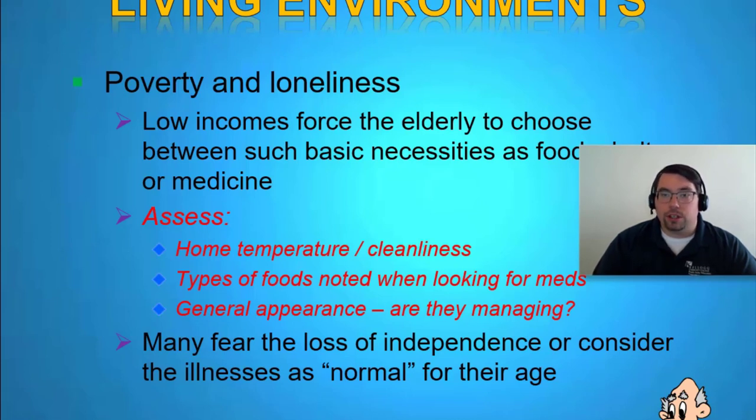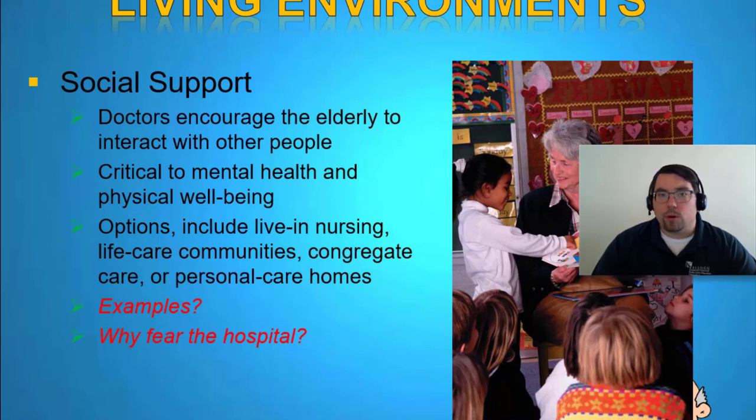A lot of the time, these patients are going to fear the loss of their independence, or they're going to consider their illnesses or problems as a normal part of their everyday life as they age, and that's not always the case. We know that social support is very important for these individuals. This includes doctors who encourage the elderly to interact with other people. One of the leading causes of dementia and Alzheimer's is inactivity of the brain. Engaging your brain, being social, interacting, and playing games will actually help you hold on to some of those major components that you lose as you age.